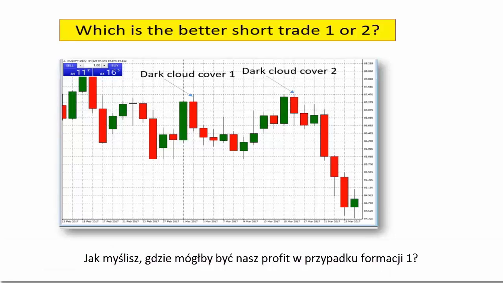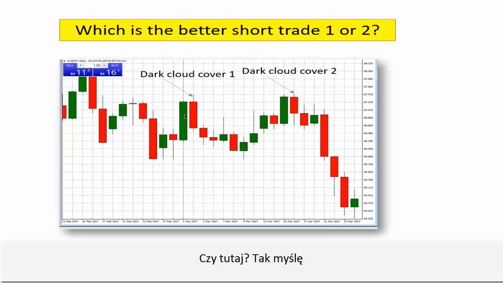So what do you think would be a very reasonable target with dark cloud cover 1? And can you read the numbers? What do you think would be a reasonable target? Let's say we have a dark cloud cover here. Would this be a reasonable target? Yeah, I think so. All right.